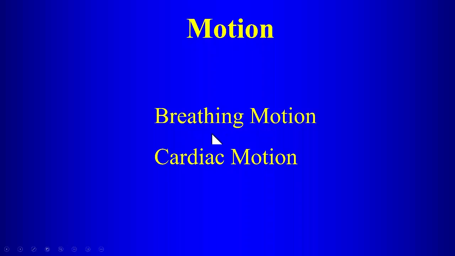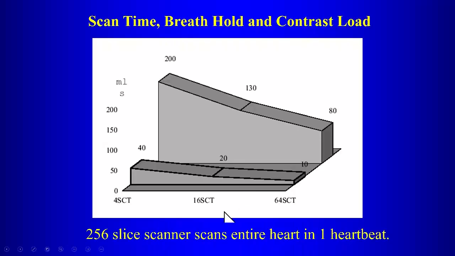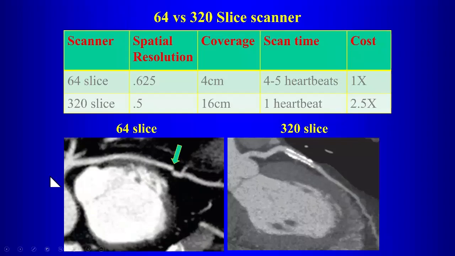Okay, your problems are motion. There's breathing motion and cardiac motion, so that's what's going to interfere with your ability to image. So how do we take care of breathing motion? We ask the patient to hold their breath. Now with 64 slice CT, you can do the scan in less than 10 seconds. So that means that the breath hold is not so much of an issue, especially for outpatients, when we're doing this to take care of breathing motion.